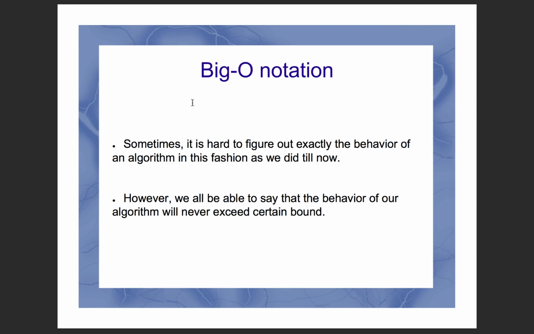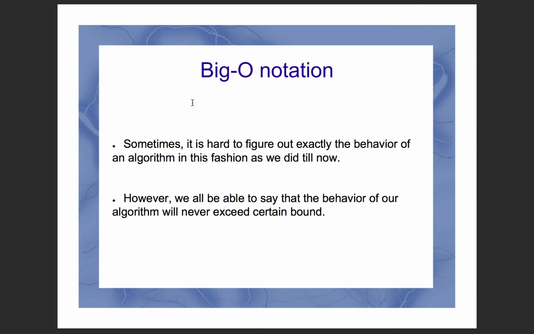So for example, it's sometimes very difficult to find out the exact complexity of a program, but it would be easier if you try to find out that your program would not be slower than that time. It would not be worse than that. So when you try to express your complexity in that manner, you should represent your complexity using big O notation. Big O notation is saying that our program is not worse than that.